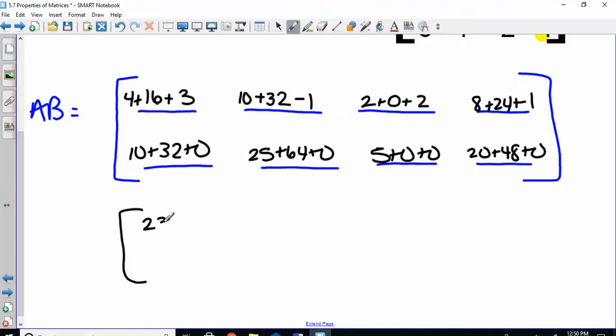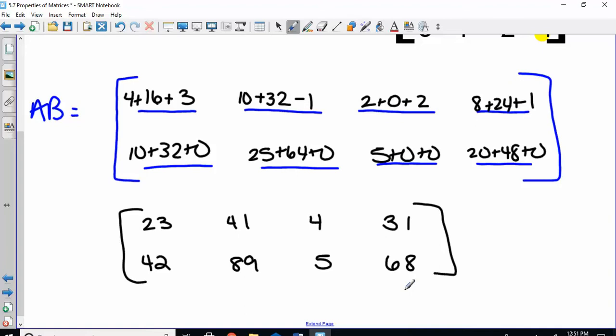And so now to finish it, you just add your numbers together. So the first row will be 23, 41, 4, 31. Second one, 42, 89, 5, and 68.